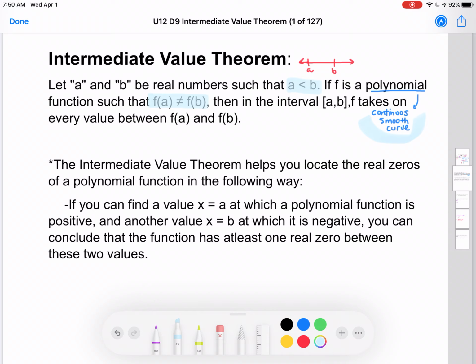And then continuing, it says then in the interval from a to b, f takes on every value in between f of a and f of b. So it would be a continuous function. The intermediate value theorem helps you locate the real zeros of a polynomial function in the following way. If you can find a value x equals a, at which a polynomial function is positive, and another value x equals b, at which it is negative, you can conclude that the function has at least one 0 between the two values.